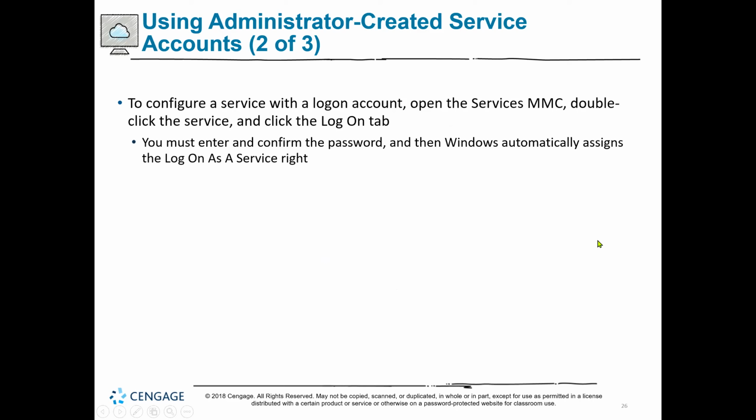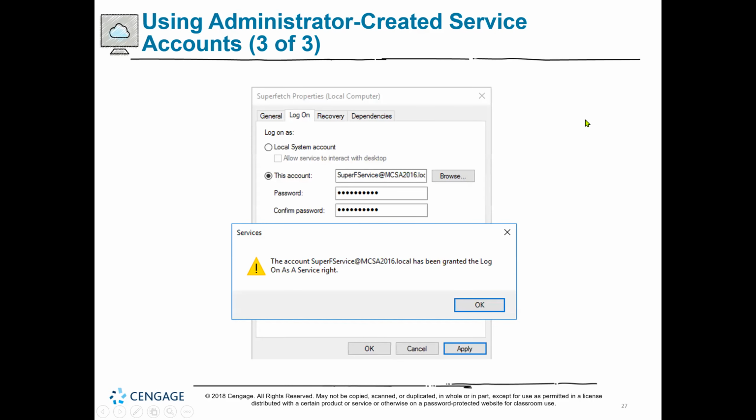To configure a service with a logon account, open the service's MMC, double-click the service, and click the Log On tab. You must enter and confirm the password, and then Windows automatically assigns a logon as service right. And here you can see log on, and then this account has been granted logon as service right.